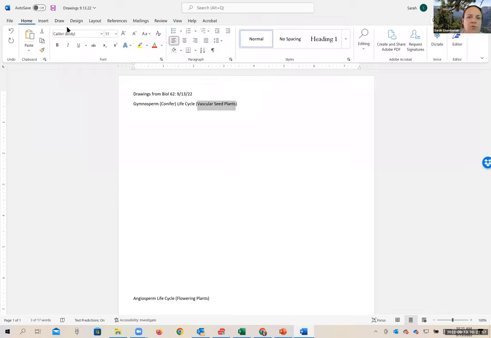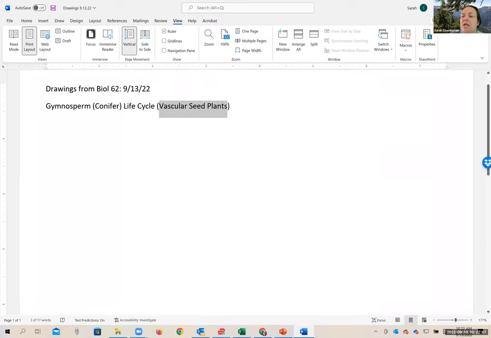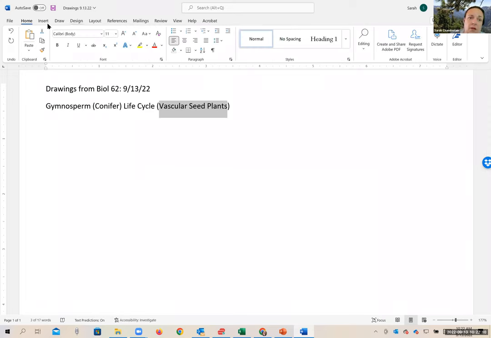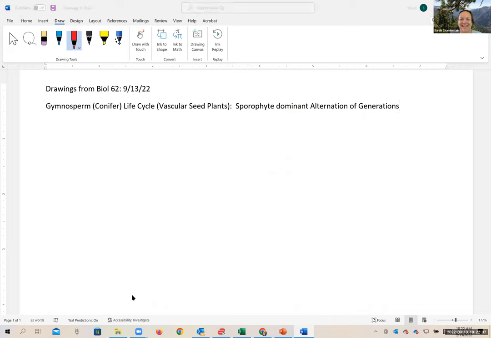Okay, so here's what I want to do. I want to make this a little bit bigger so I have more drawing space. We're going to start with a sporophyte. Sporophyte dominant alternation of generations. Ooh, there's some people in the chat. Nice. Good, if you guys are answering in the chat, just not saying it out loud. I need to get used to checking the chat.